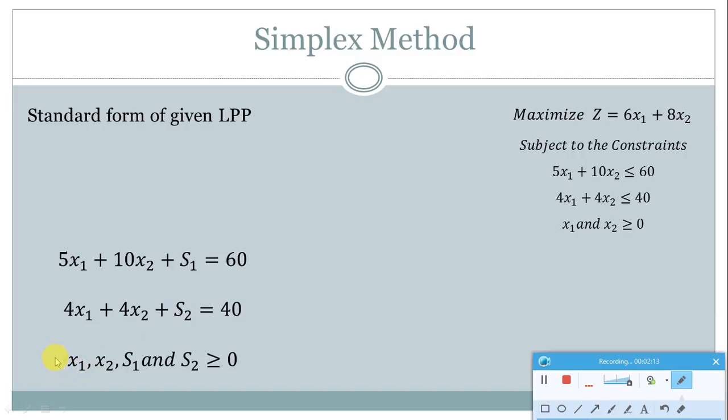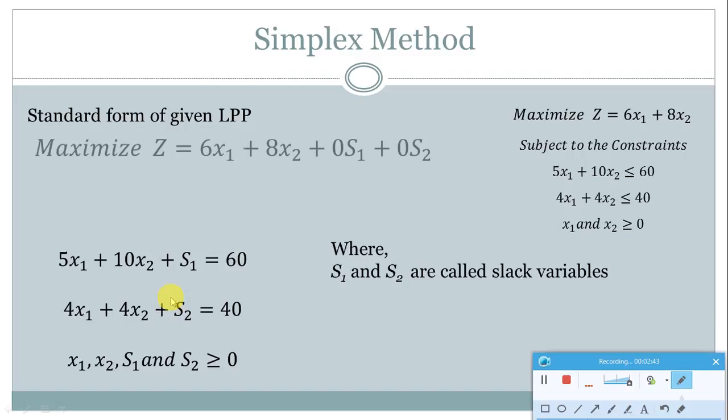The non-negative constraints: x1, x2, s1 and s2 are greater than or equal to 0. The variables s1 and s2 are called slack variables. The slack variables are included or added into the objective function with 0 coefficient. So the objective function becomes z equal to 6x1 plus 8x2 plus 0s1 plus 0s2.